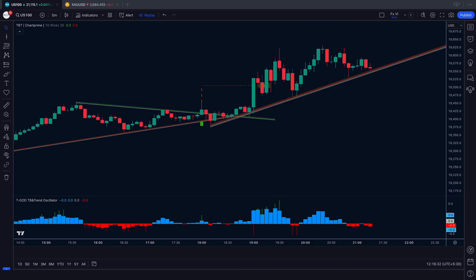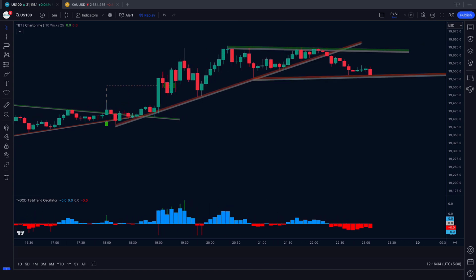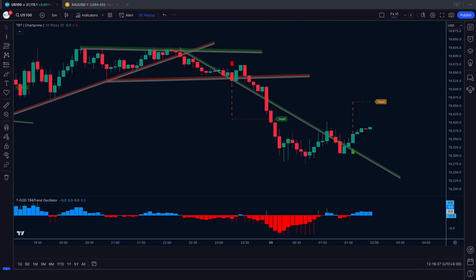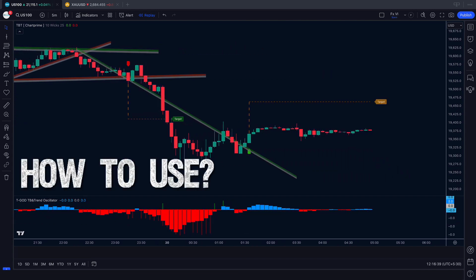I hope you must have liked this trading setup. We are going to test this strategy on the 5-minute chart of the US 100 index. Let's see how we use these trading indicators.